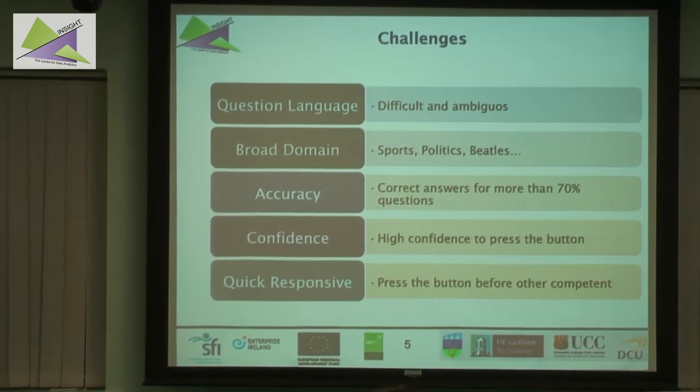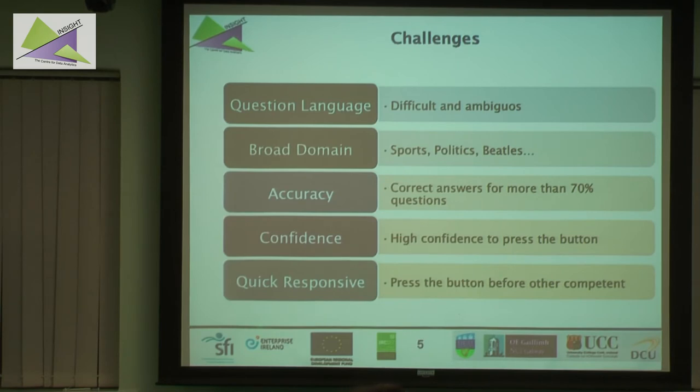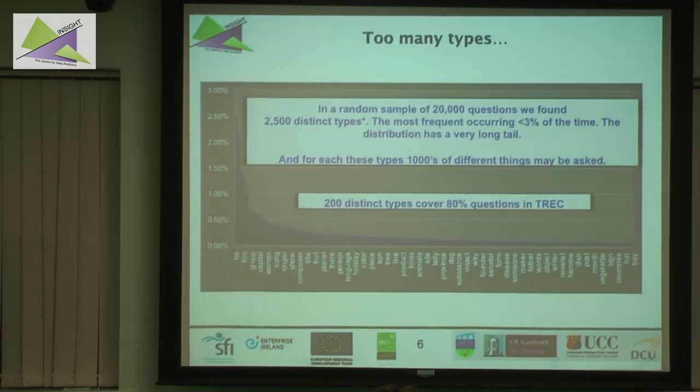It's a very broad domain, as you can see, with several different categories, and we have to cover all of that. It needs high accuracy because it needs a correct answer for more than 70% of questions to jump into the winning cloud, because humans are so good in that game. It needs high confidence to decide if it wants to press a button or not. And it needs a very quick response as well, because it has to press the button to get a chance to give the answer.